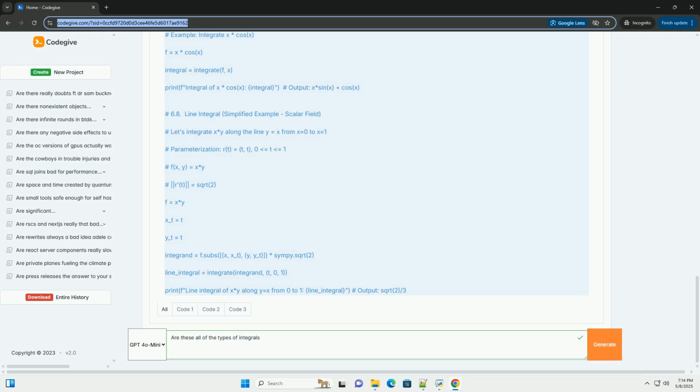4.3. Trigonometric integrals. Principle: These integrals involve trigonometric functions. Common strategies include using trigonometric identities to simplify the integrand and applying substitution or integration by parts. Use identities like sin²x plus cos²x equals 1, tan²x plus 1 equals sec²x, etc. Use reduction formulas for powers of trigonometric functions.